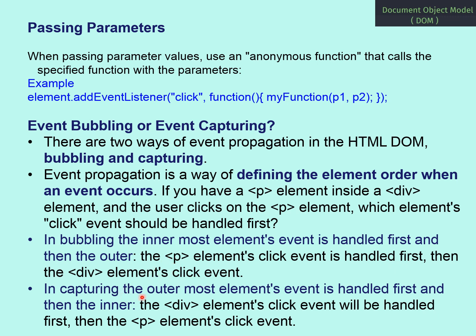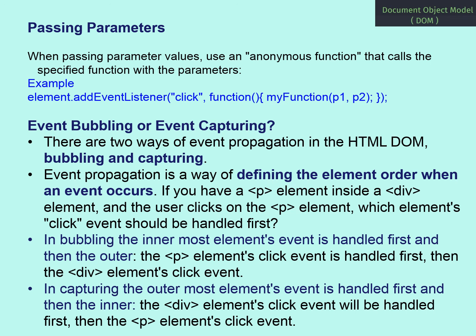And in capturing, the outermost element's event is handled first and then the inner. Just the opposite of bubbling. We have the same situation: a div, and inside the div a p, and the click happens on p. If we specify it as capturing, the div element's click event will be handled first, then only the p element's click event. For bubbling, inner has higher priority, and in capturing, outer has higher priority. That is the basic idea.